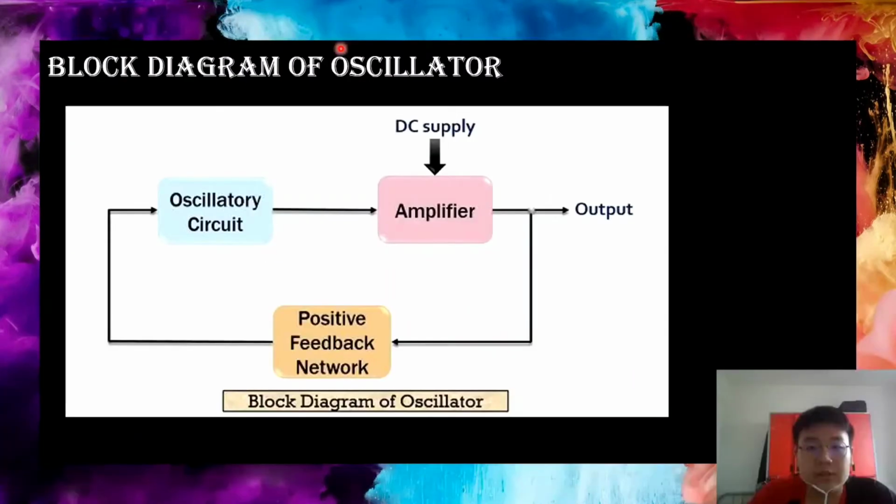My name is Song Kayun and I want to present about the block diagram of the oscillator. When a DC supply is provided, the amplifier will convert the DC voltage into AC power. The AC signal will be given to the oscillatory circuit through a positive feedback network. Further, the oscillations from the oscillatory circuit are fed to the amplifier. At last, at the output of the amplifier, amplified oscillations are achieved.